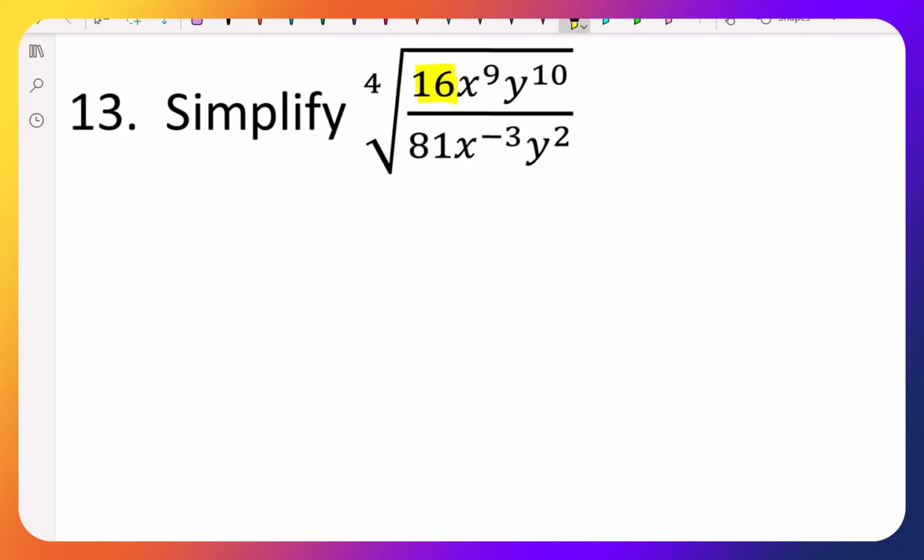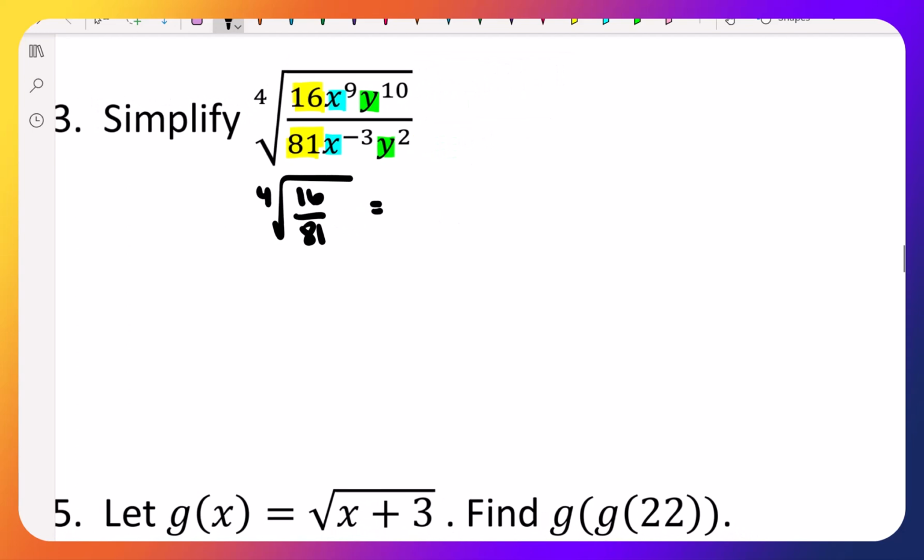Now, I am going to purposely highlight the whole numbers and the variables differently. So you notice that you have 16 over 81. I want you to start thinking about the fourth root of 16 over 81 differently than you do the variables. So let's talk about 16 over 81. You don't ever go, 4 divides into 16. That's not the way that the fourth root works. That's a trick that you use for exponents. And 16 is not an exponent, it's a whole number.